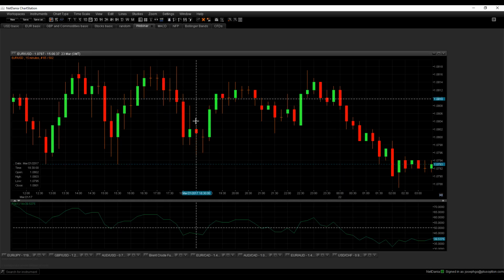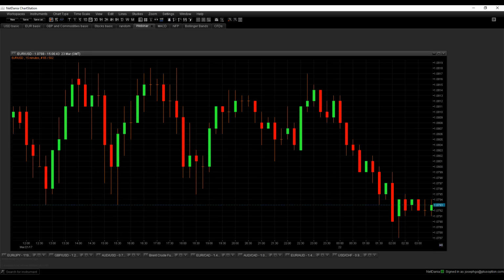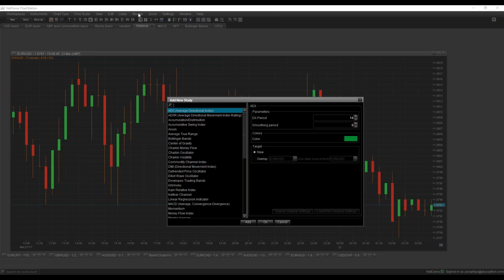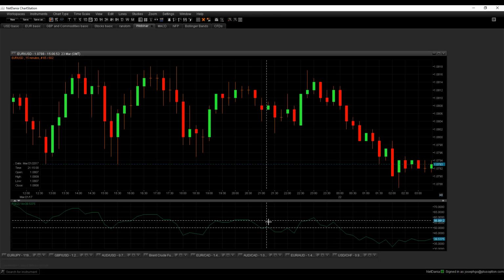So let's just look at a couple examples here. You'll notice I have an RSI down here. Now if I wanted to close it just to show you how to add the RSI, you come up here to Studies, and the pop-up window opens, and you click RSI, Add, OK.